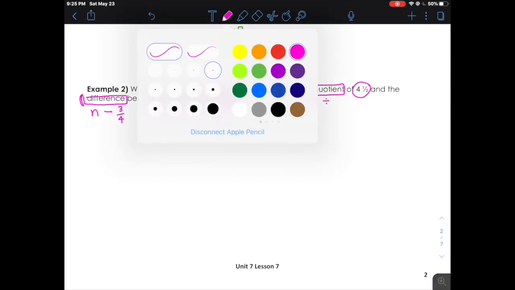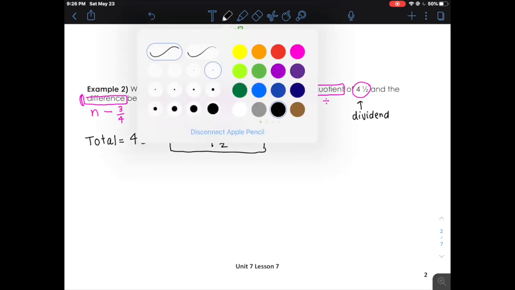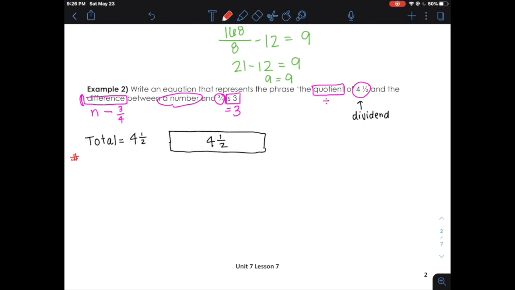So since we're working with the division problem, remember, our total is going to be our dividend, the number we're dividing, and in that case, that number is 4.5. We're going to be dividing 4.5 by this difference. So total is going to equal 4.5. And let's draw that bar model. Since we're working with the division problem, I'll be having groups, number of groups and group sizes. So number of groups and group sizes.